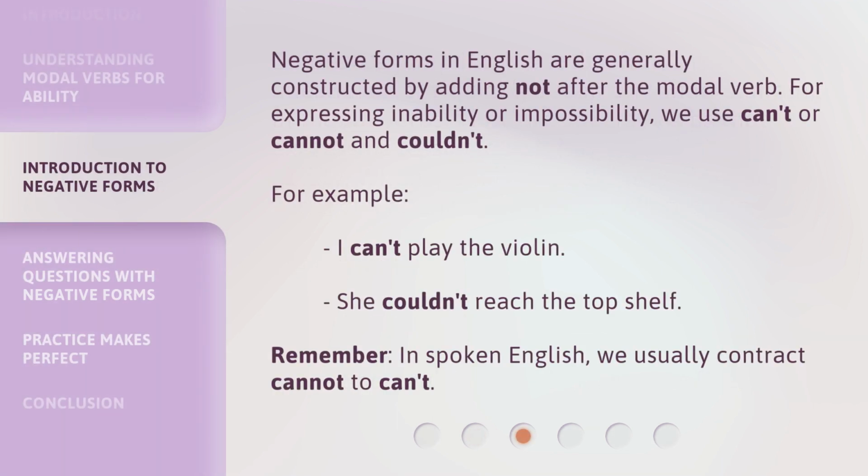Negative forms in English are generally constructed by adding not after the modal verb. For expressing inability or impossibility, we use can't or cannot and couldn't. For example, I can't play the violin. She couldn't reach the top shelf. Remember, in spoken English, we usually contract cannot to can't.